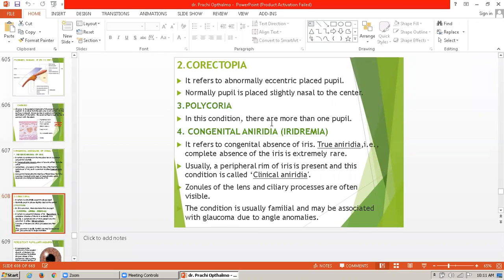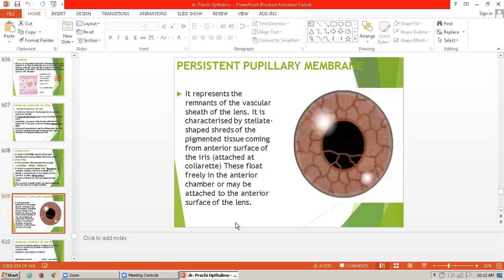Polychoria. In this condition, there is more than one pupil. Fourth one is congenital aniridia. It refers to the congenital absence of the iris. True aniridia, that is the complete absence of the iris, is extremely rare. Usually the peripheral rim of the iris is present, and this condition is called clinical aniridia. So zonules of the lens and ciliary processes are often visible.